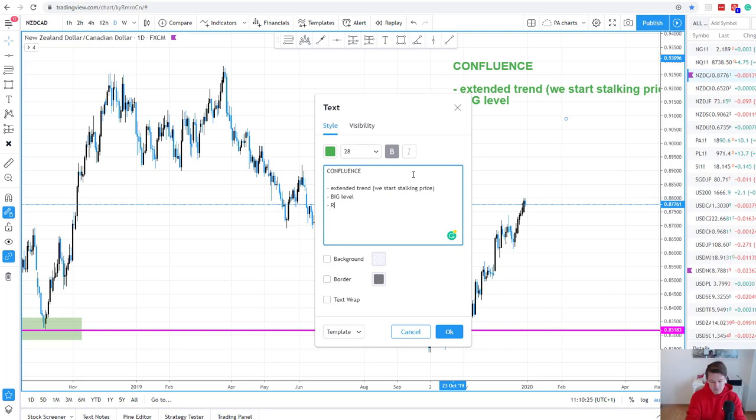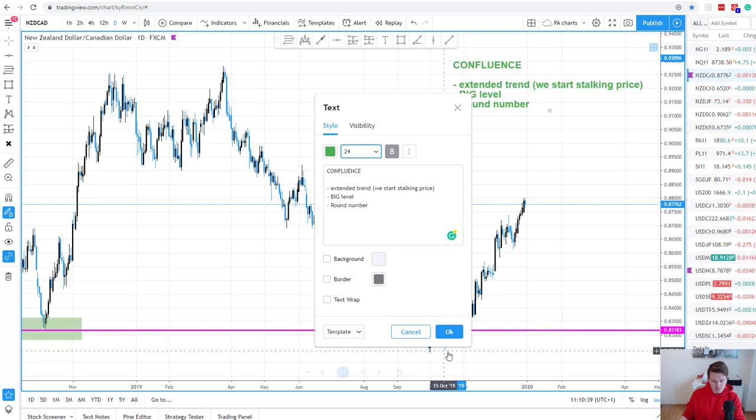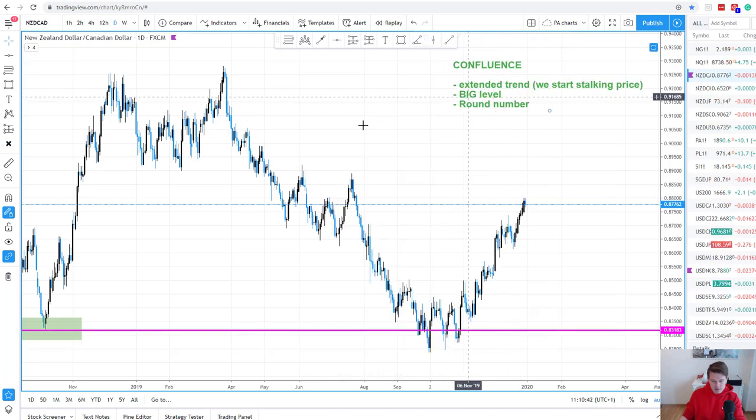What else do we have? A round number. I'm usually not a big fan of round numbers, or well, not a fan is not the right word, but I usually don't pay too much attention to it because I have other confluence factors that are usually strong enough. So we have an extended trend here. We have a big level. The big level falls right at a round number.